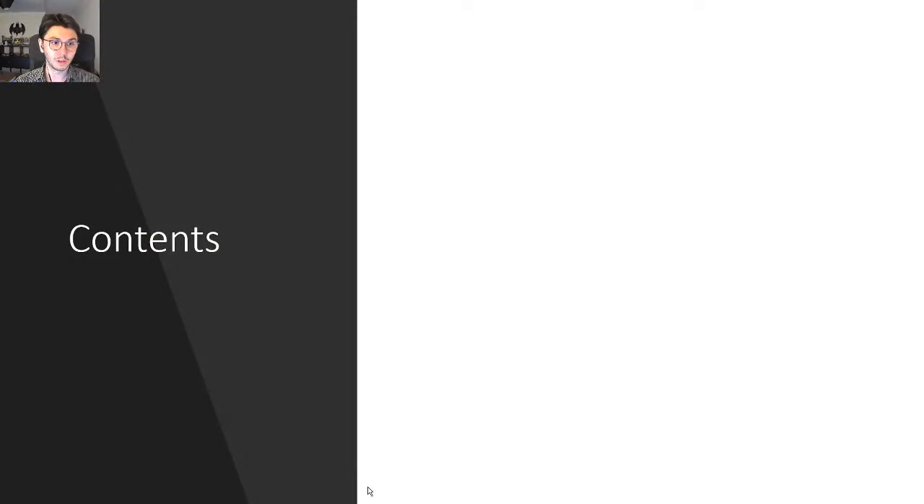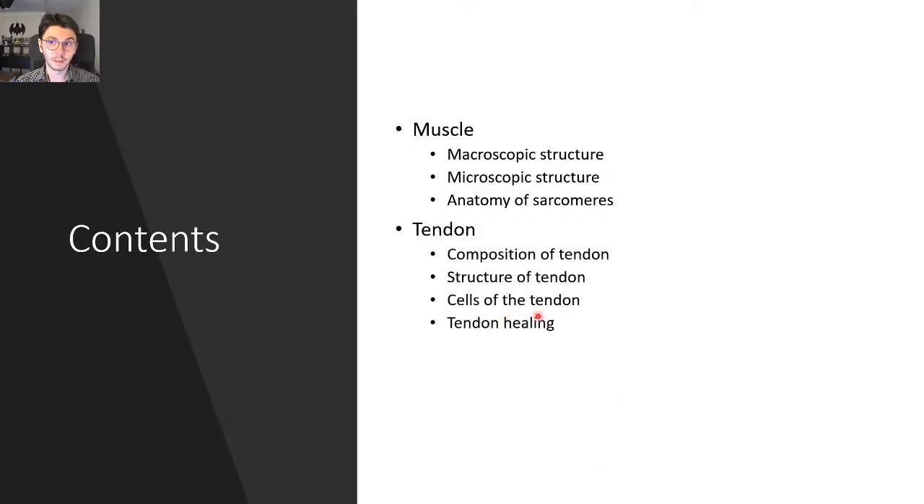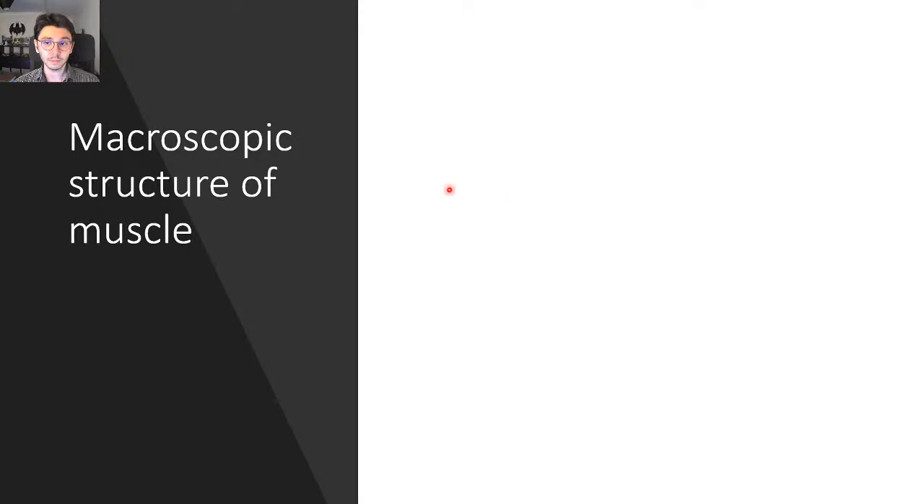So we're going to start with contents. We're going to talk about the muscles first: the macroscopic structure, microscopic structure, and anatomy of the sarcomeres. Then we're going to move on to the tendon, composition of the tendon, structure of tendon, the cells of the tendon, and tendon healing. And we're going to do some sample questions and answers, and then a Q&A session. So let's start with muscles first.